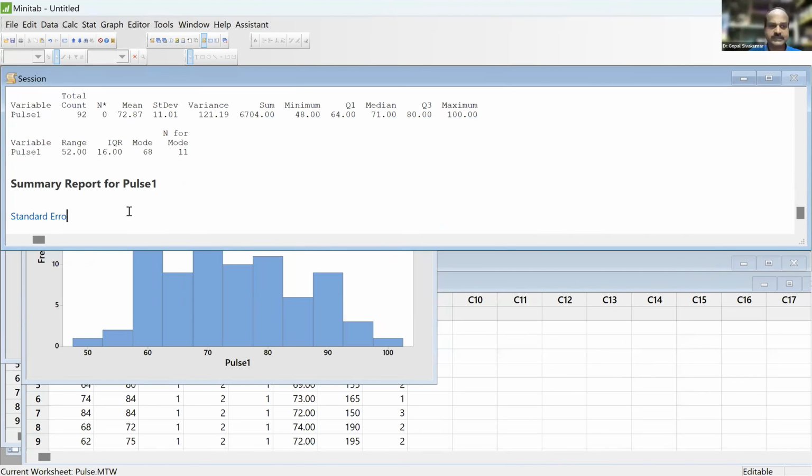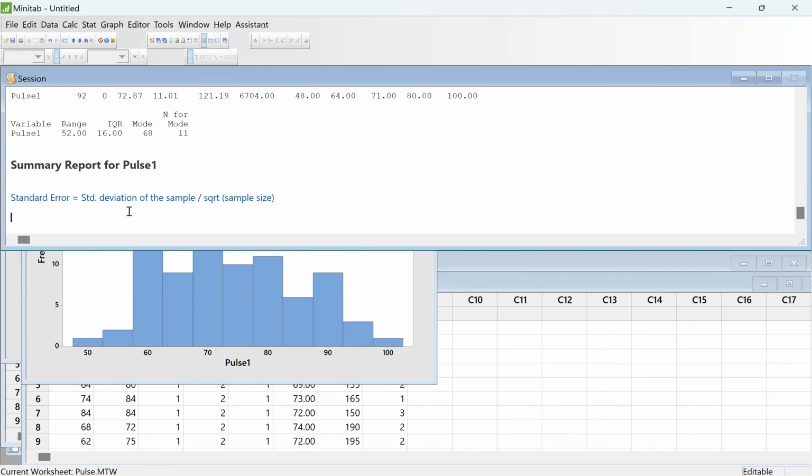Standard error is equal to the standard deviation of the sample divided by the square root of the sample size. Very simple. All of you understand this equation? What is written here? Standard deviation of the sample divided by the square root of the sample size. So now the standard error is available.